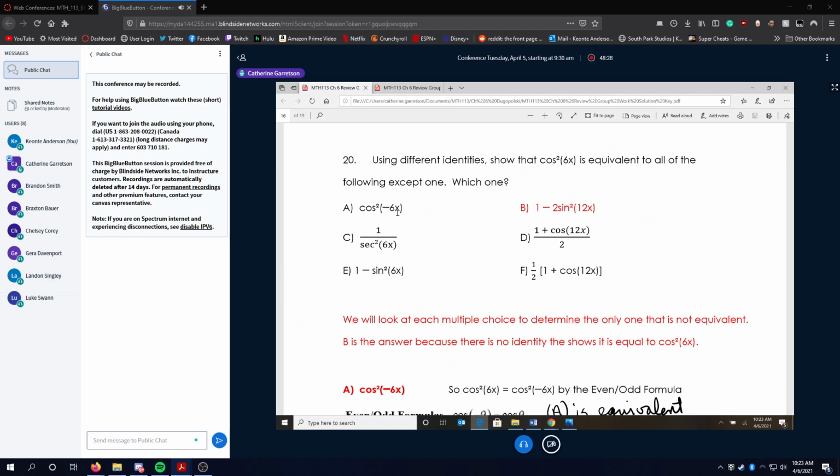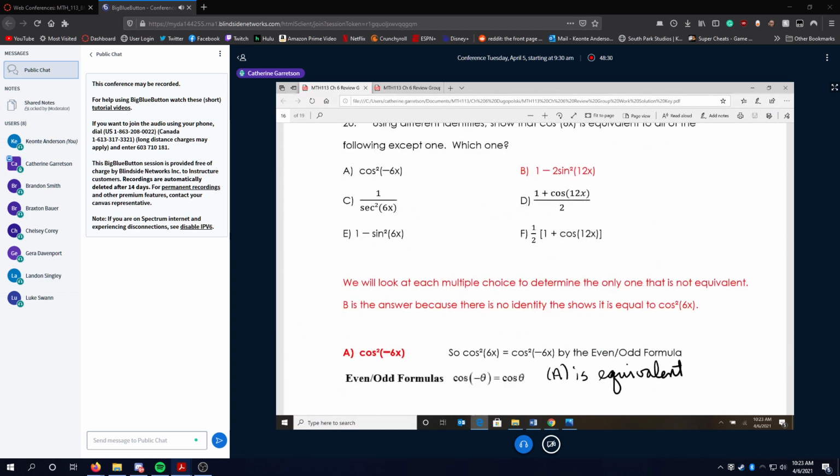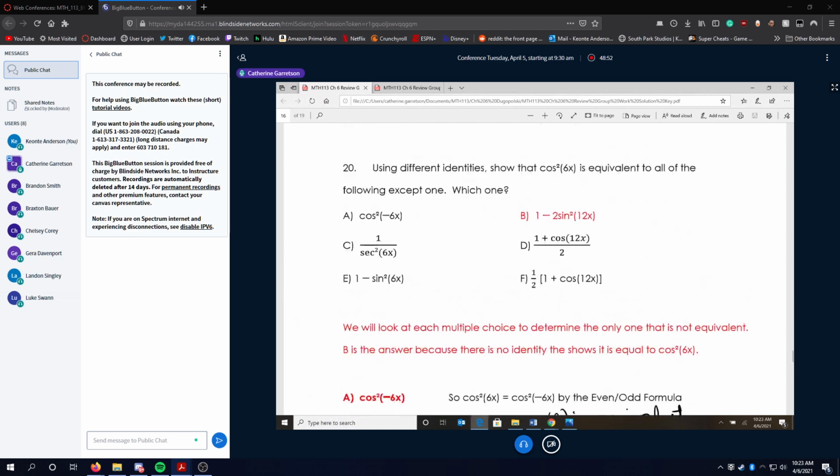The even-odd identity says just replace it. So even if it's a cosine squared, it just means that I do it for both cosines multiplied together, it still works for the cosine squared. So A is true, so the answer is not A. Now, I've got this in red, so obviously the answer is B. Let's go to C first.